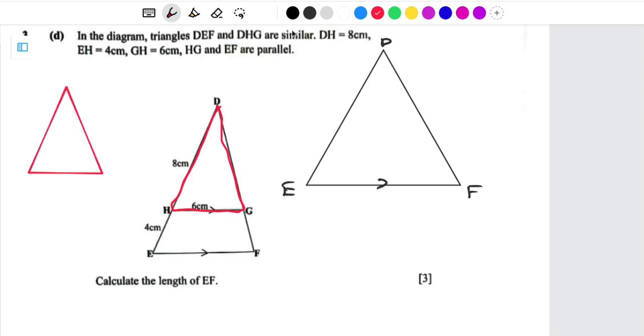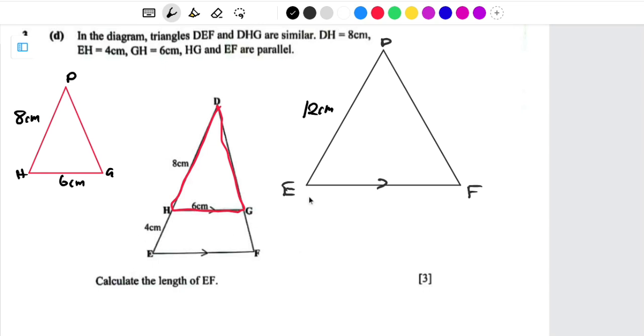So what we have here is D, H, G. In terms of the values that we have here, we have 6. But remember, this length is accommodating E up to D. So for E up to D, we have to add 4 plus 8, then I'm going to get 12 centimeters. That is one thing that you need to understand. But from H to D, we have 8 centimeters.